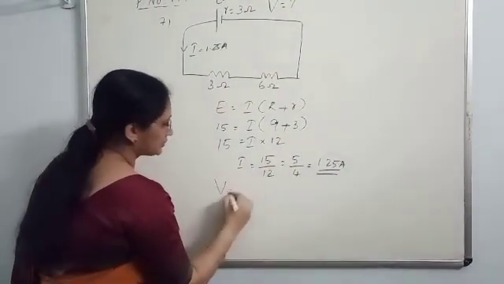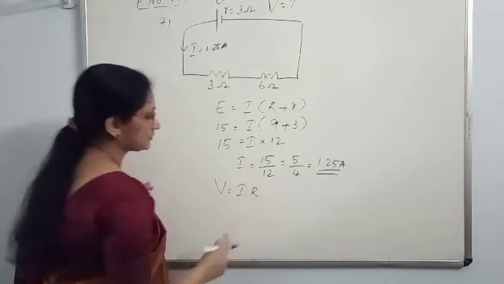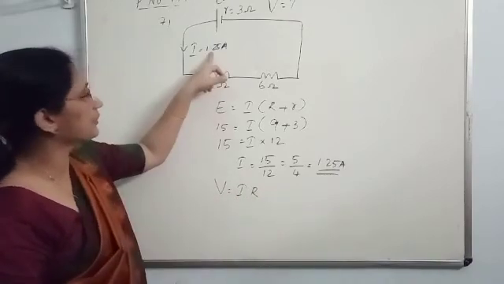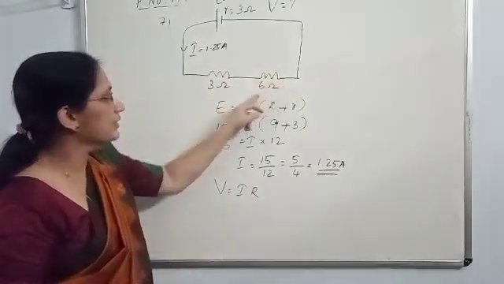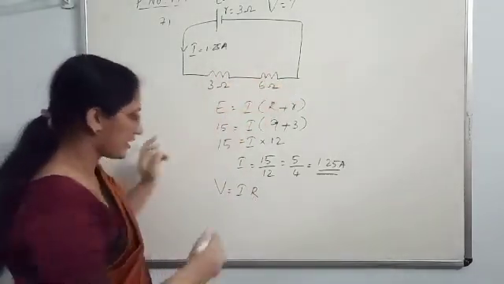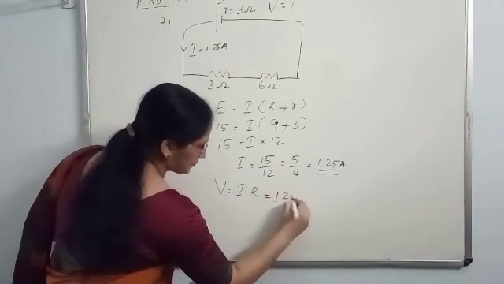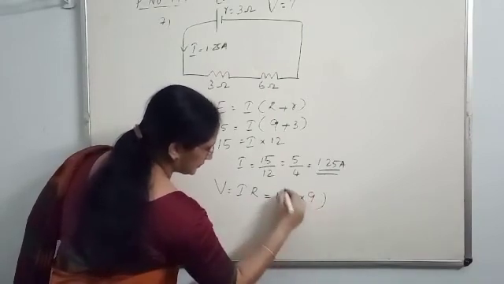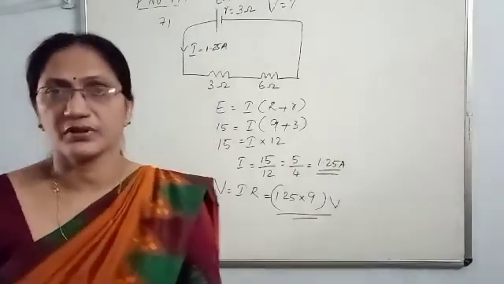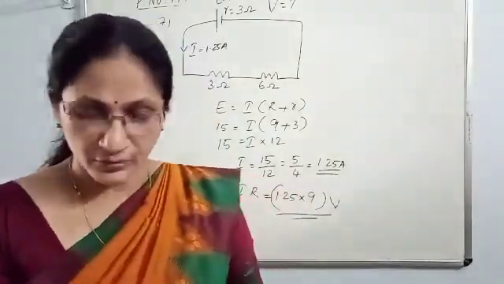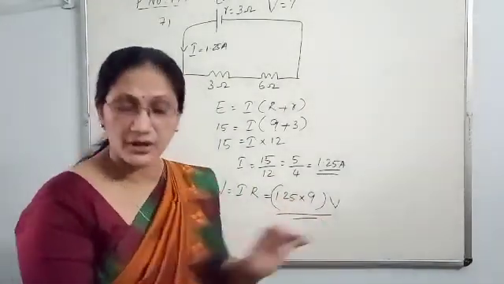V is equal to I into R. I is already found out, 1.25. This R means total external resistance, that is 9 ohm. So 1.25 into 9, this much volt is the terminal potential difference of the battery. For this part, answer printed in your book is wrong.